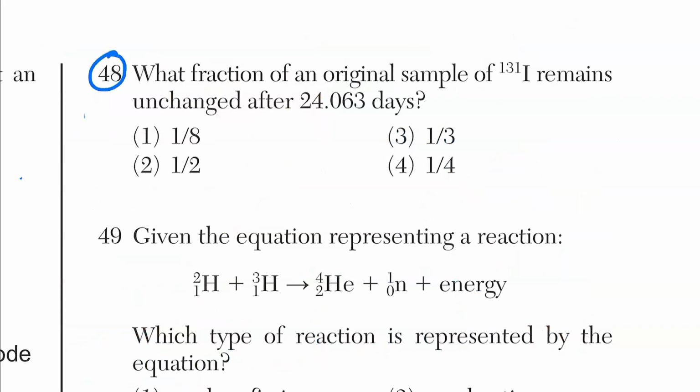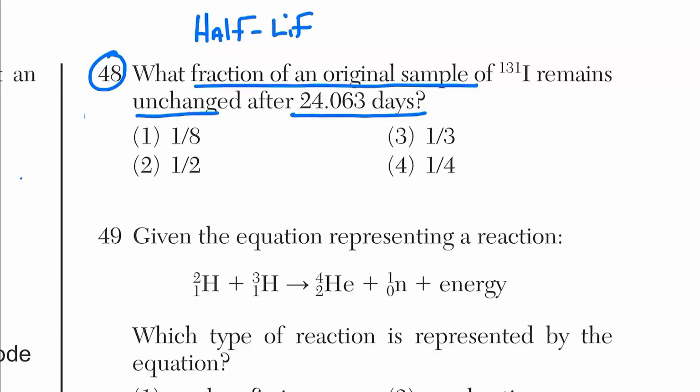Number 48, what fraction of the original sample of iodine-131 remains unchanged after 24.068 days? So you should recognize that if I'm looking for what's remaining after a certain amount of time, this is a half-life problem. You also need to recognize where you are in the test. Nuclear chemistry is toward the end of the 1 through 30 sprint part of your test, and it's also toward the end of the 31 through 50 part of your multiple choice. These things tend to go in order.